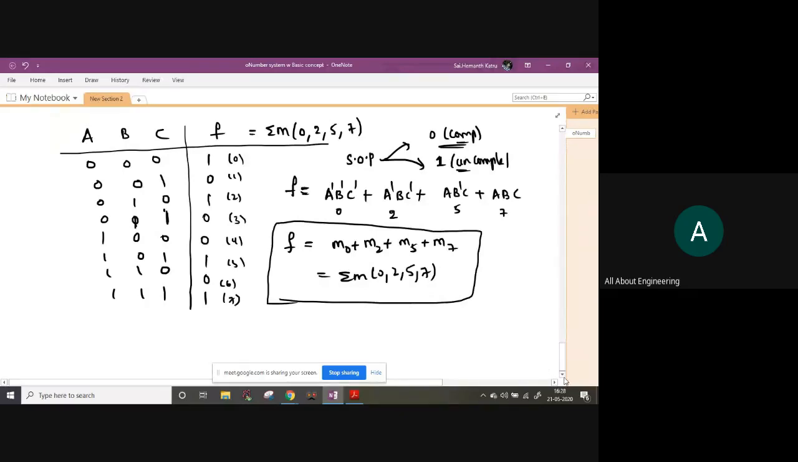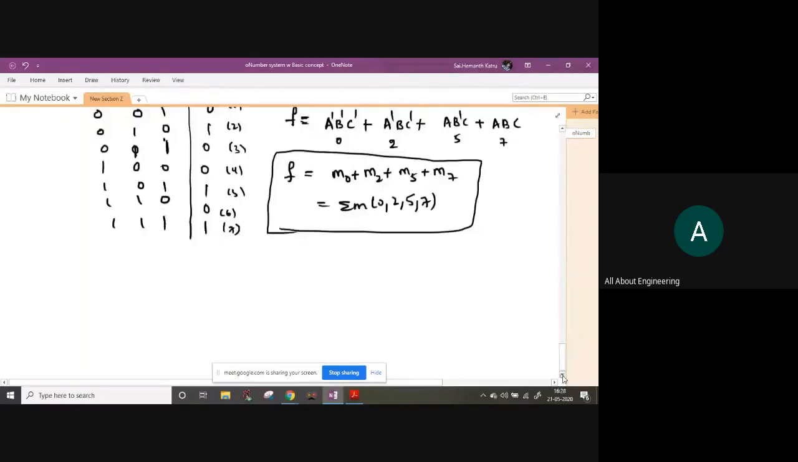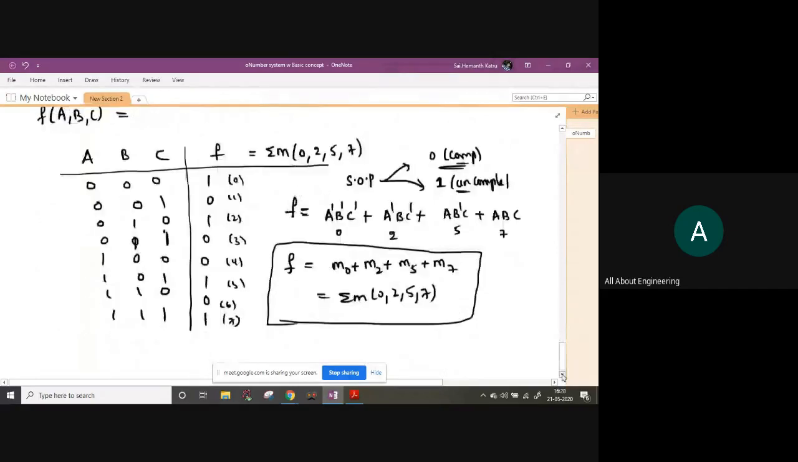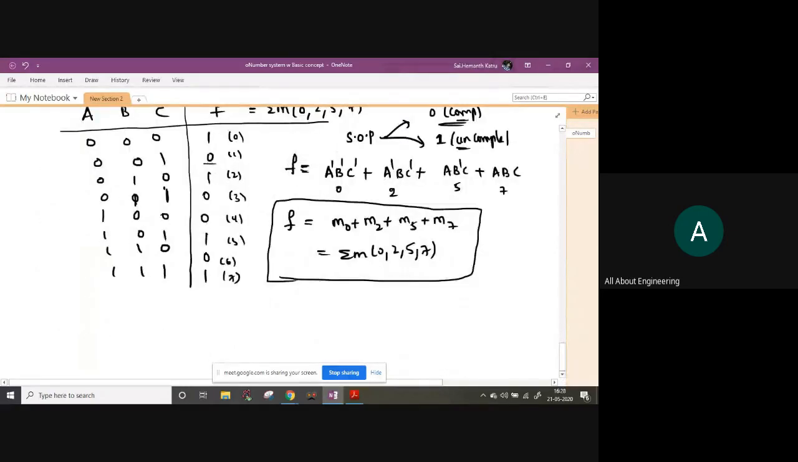Now, if I ask you to write the POS form, what you will do is start with the zeros. You will write all these zeros, and if it is 0, then you will write it as uncomplemented form, and if it is 1, you will write it as complemented form. That is the standard way of writing POS. But for a change, let us think like this.